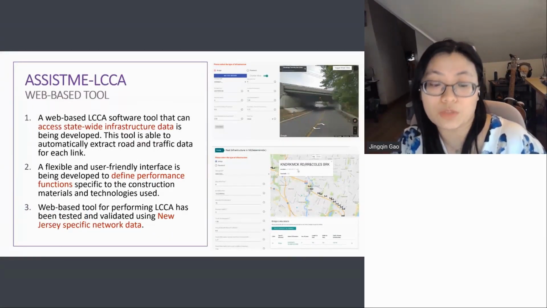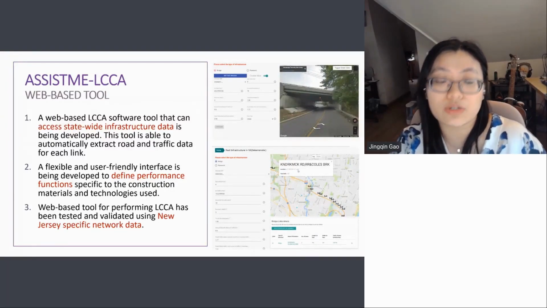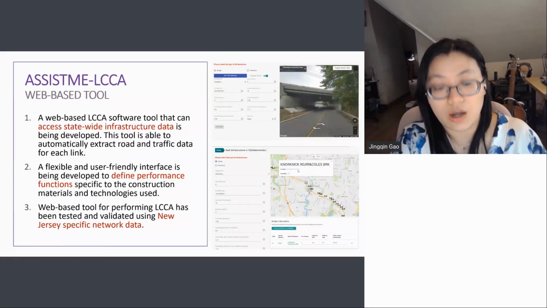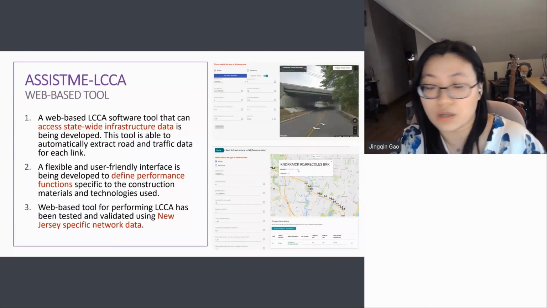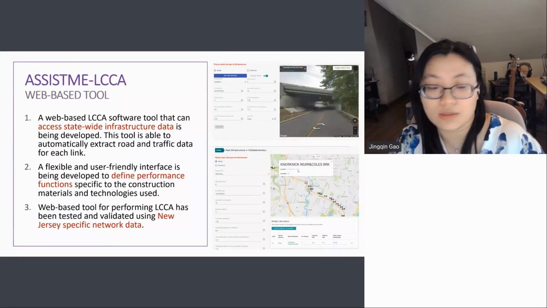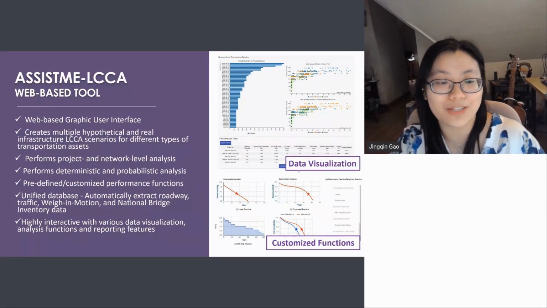And this tool can automate the process of extracting network and asset data from available databases and interactively create LCC scenarios with customizable cost functions and performance functions. And the graphic on the right shows the graphical user interface of the web-based tool. And let me go to some of the highlights from this web-based tool.